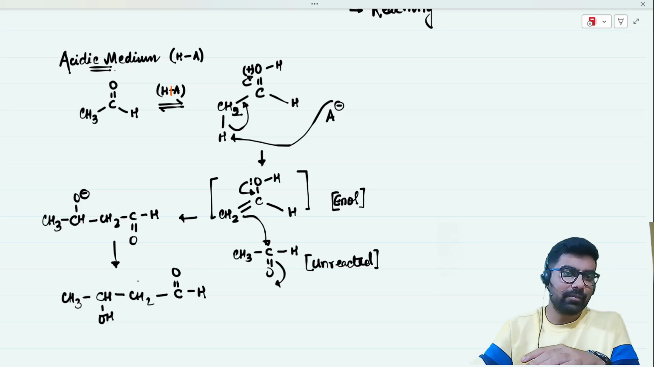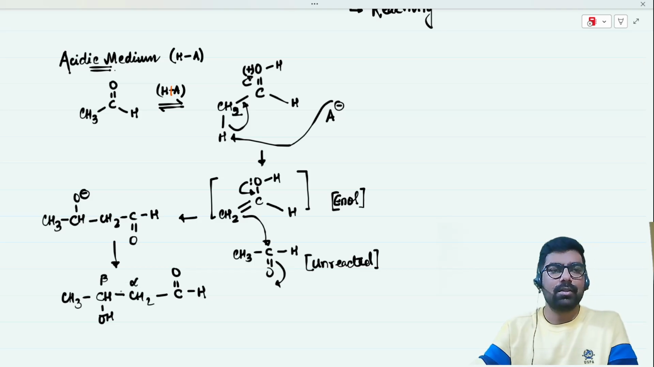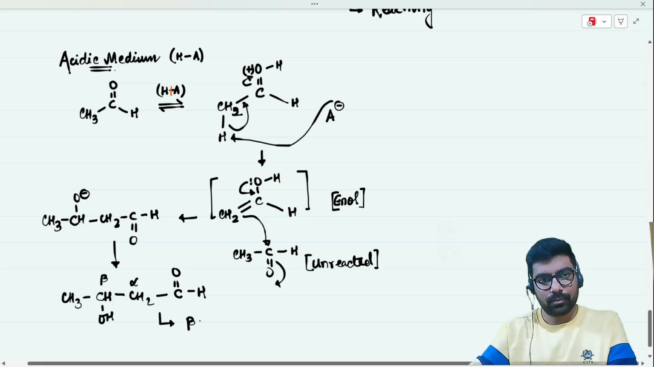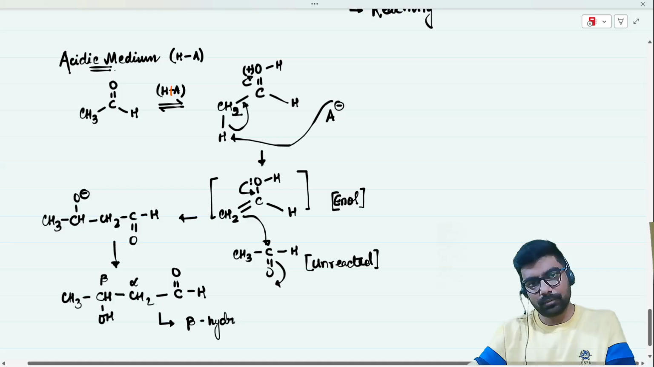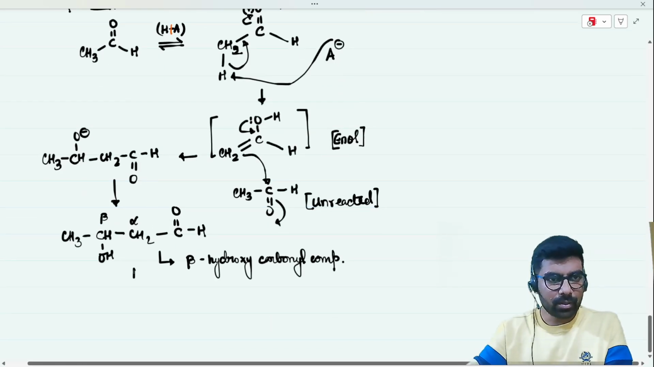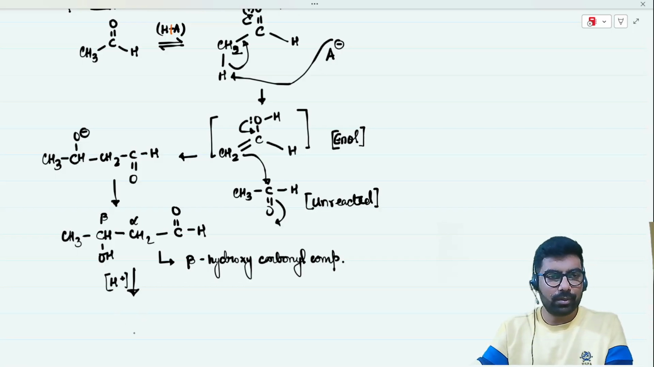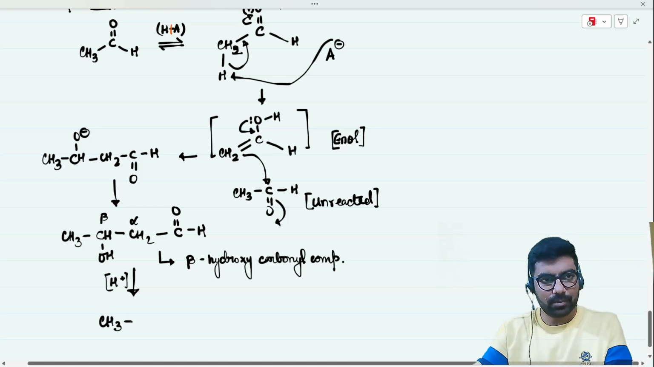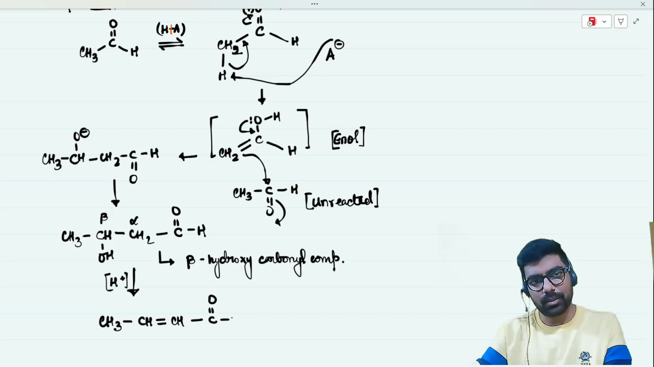Now see, this is my main functional group. This is my alpha carbon. This is my beta carbon. So this is basically a beta hydroxy carbonyl compound, right? And in presence of excess acid, when the acid is in excess, then again an elimination reaction will take place, and what we will get again is an alpha beta unsaturated carbonyl compound. So CH3 CH double bond CH, C double bond O H.